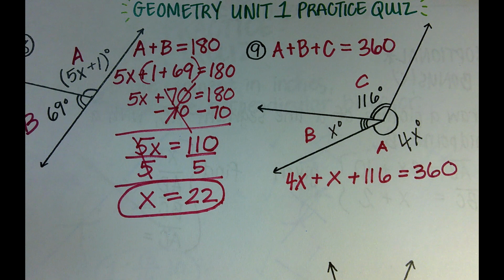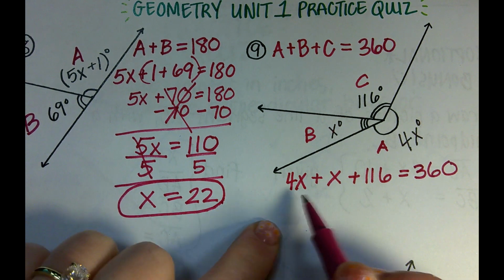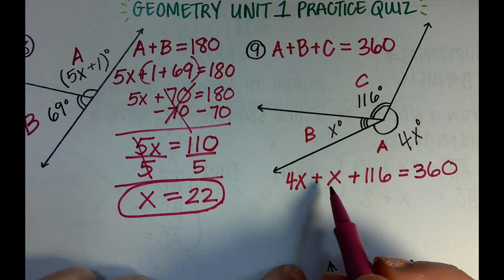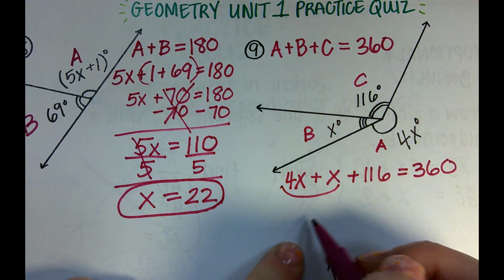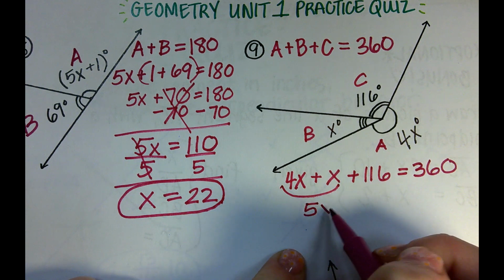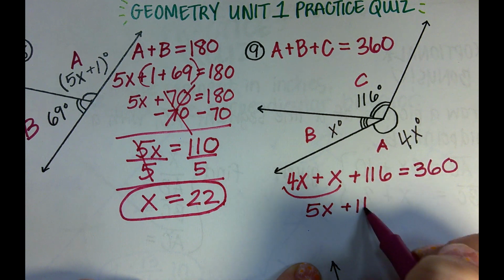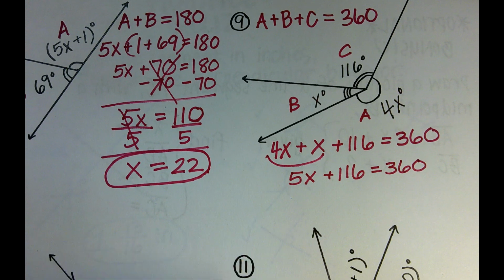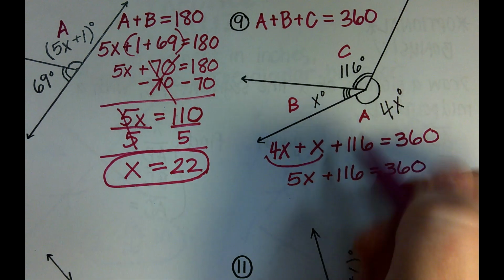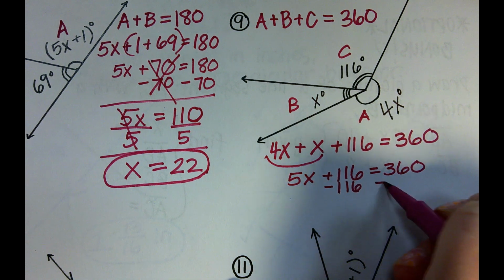And what do we do now? Combine like terms. Now this is one where you can't subtract x, you've got to put them together. So 4x plus 1x is 5x, plus 116 equals 360. Your good old simple two-step equation. We're going to subtract 116. 360 minus 116.